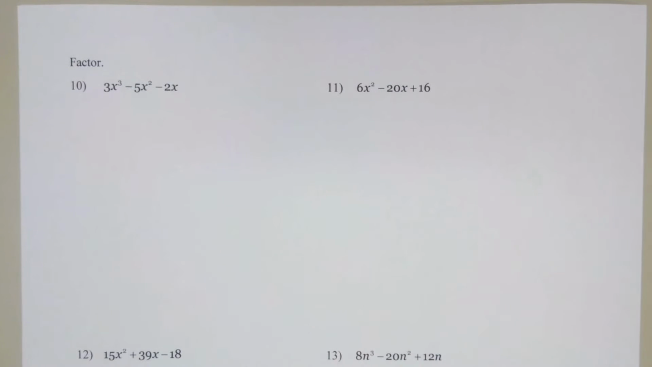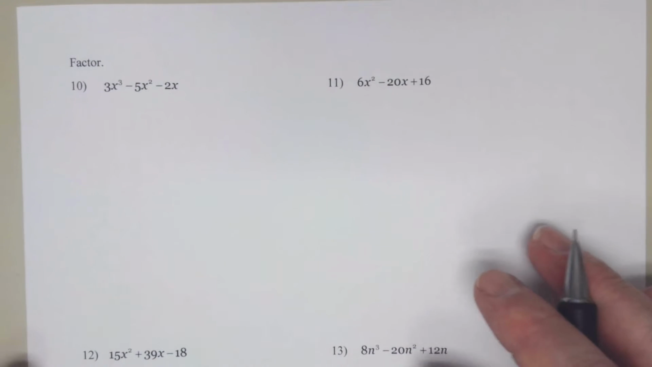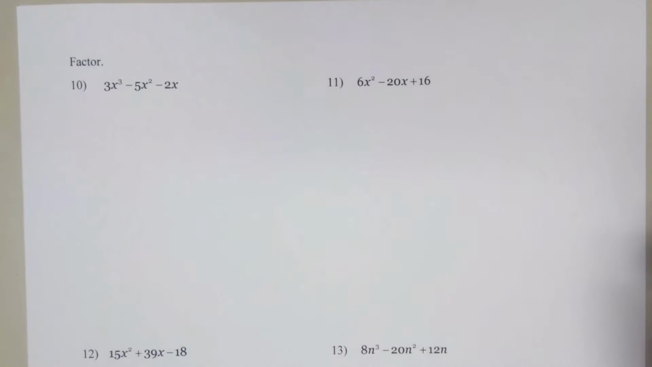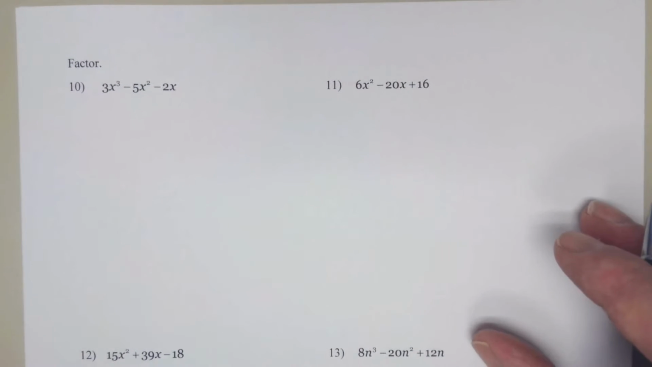Alright, in this video I'll continue doing some problems using the AC method. We're factoring trinomials. But you'll notice something different on these last four.